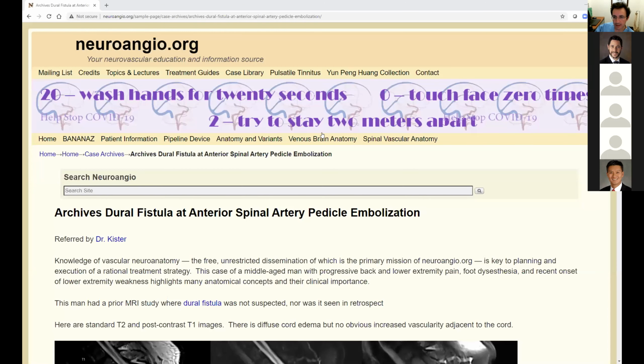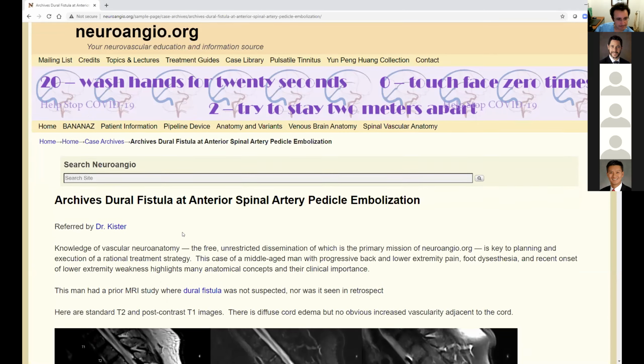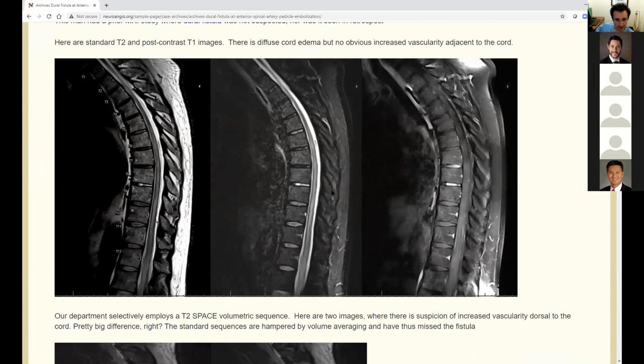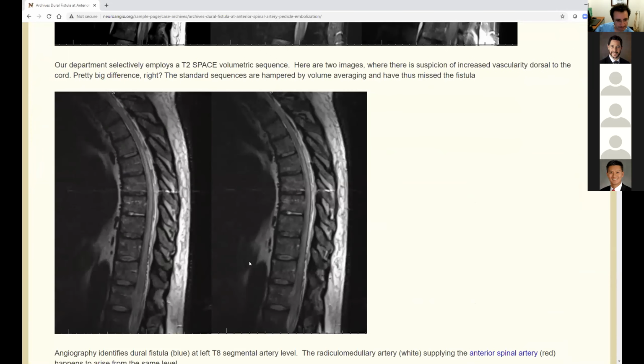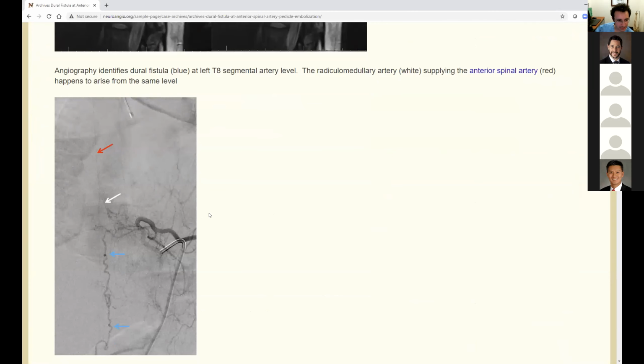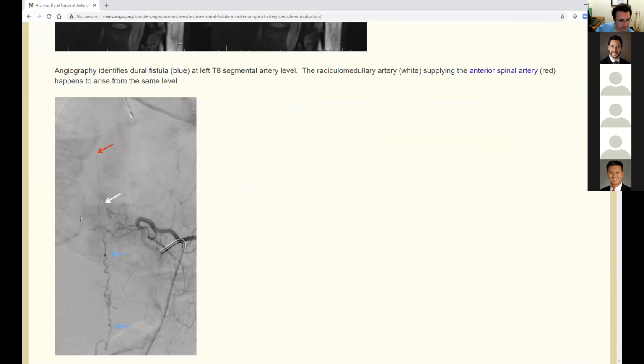All right, so I think some of you might have seen this case. It's a dural fistula, a typical MRI of a dural fistula. We can get into some fine details of this MR. There are some interesting T2 space issues there that we can discuss. And here's an example of a dural fistula injection.